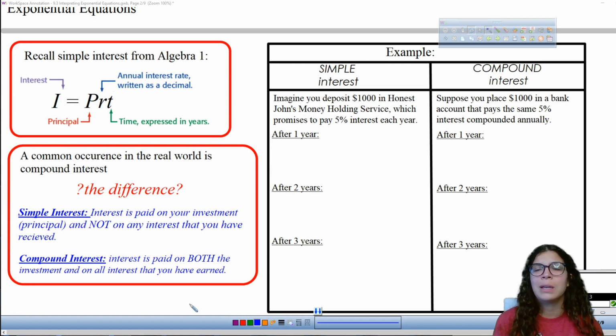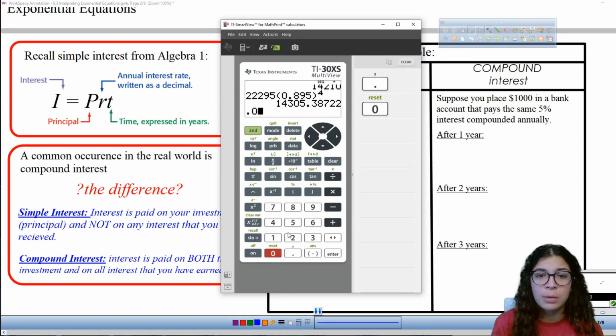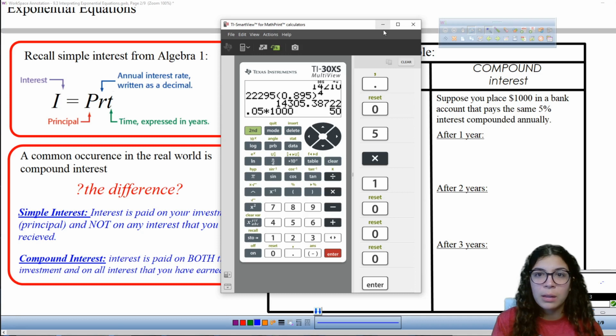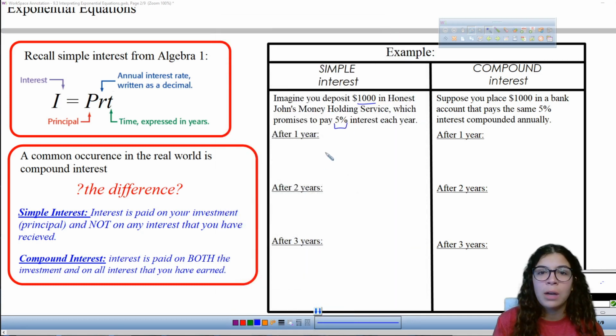So in order for me to explain this even better, I have the two example questions here, okay? So imagine you deposit $1,000, okay, and you get paid 5% interest each year, okay? So in a simple interest, you're just being paid 5% on that $1,000. So 5% of $1,000, okay, 0.05 times $1,000, it would be $50. So you're getting $50, right?